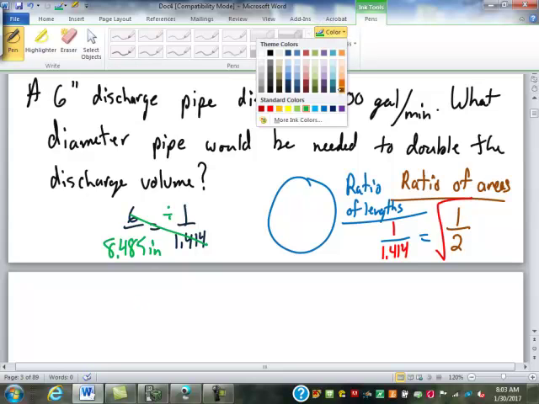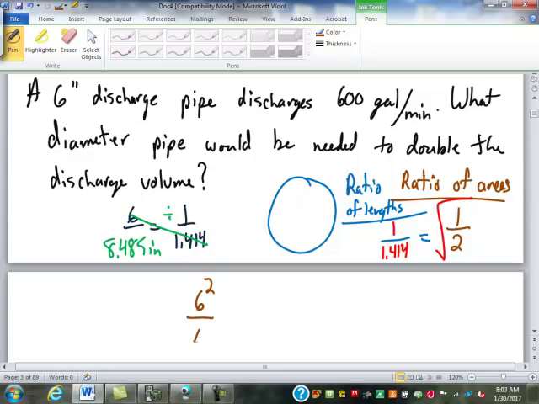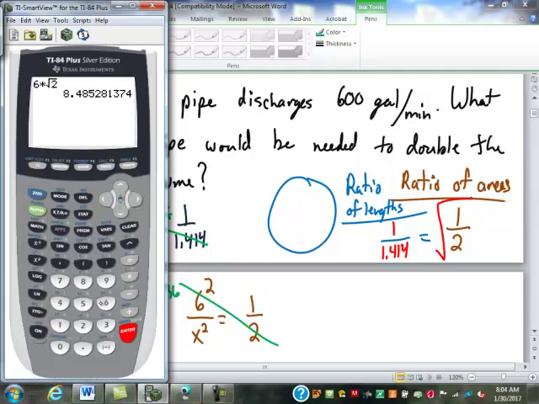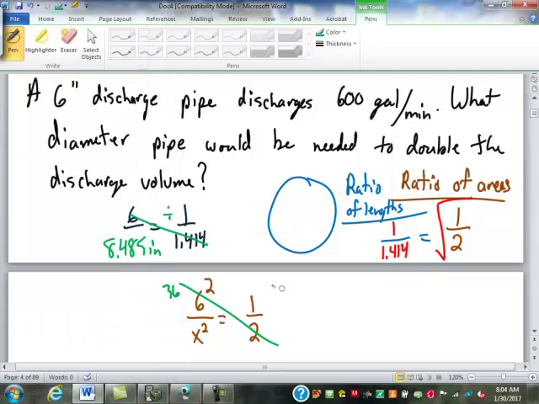There is a second way we could have done this. We could have done 6 squared over x squared equals 1 over 2. And then we could have cross multiplied 6 squared, which is 36, times 2 divided by 1. So 6 squared times 2 divided by 1 gives us 72. But what do we have to do with that? That's x squared, so we have to square root it, right? Which gives us 8.485. So either way, our new discharge pipe has to be about 8.5 inches in diameter.